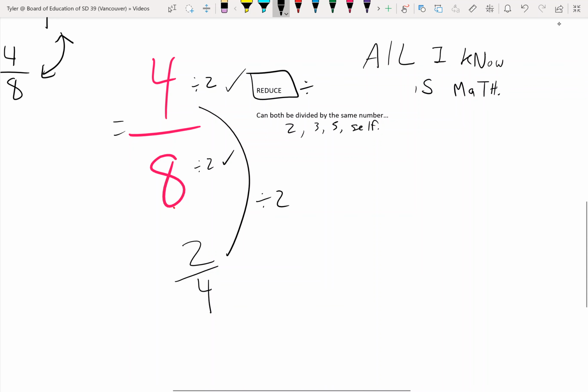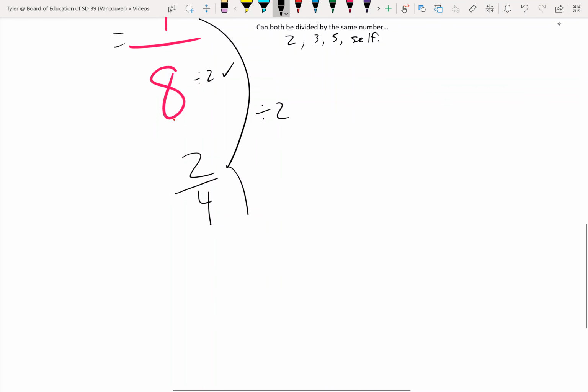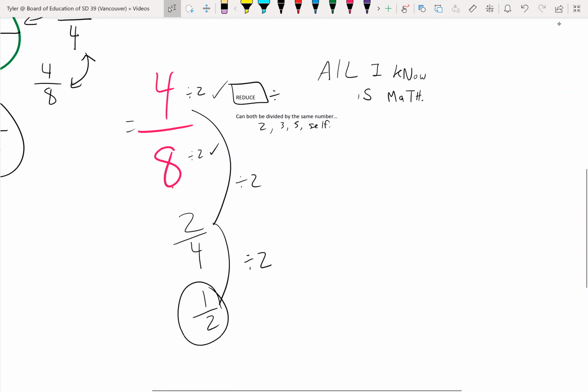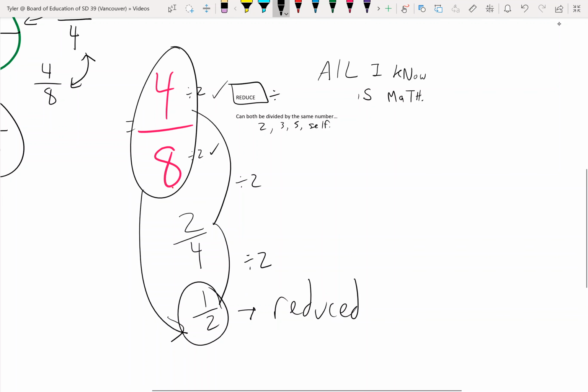Now, be very careful. After you've reduced it, you might want to check again to see if you can reduce again. And in this case, you can. We can divide by 2 again, and it actually gives us 1/2. And that is the simplified version. Again, 4/8 is equivalent to 1/2, but this is the reduced and final answer.